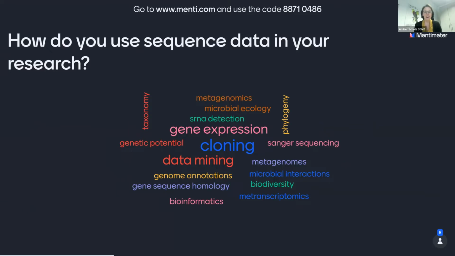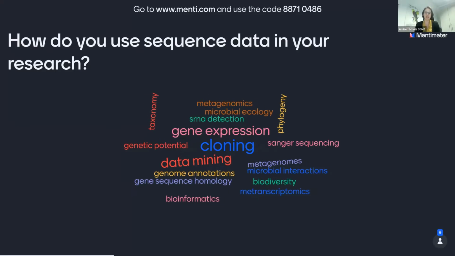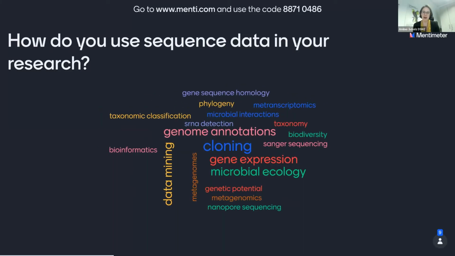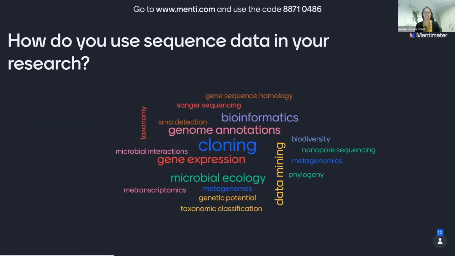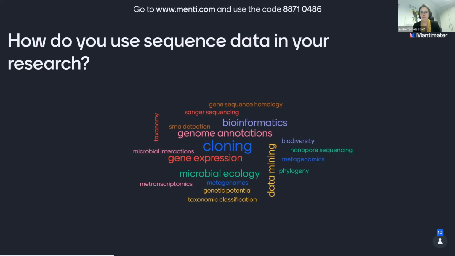All right, so we have now some ideas from the audience here. How do you use sequence data in your research? So we see words like cloning, data mining, microbial ecology, that makes sense, gene expression, homology, metatranscriptomics, microbial interactions, bioinformatics, nanopore sequencing, so lots of different ones.